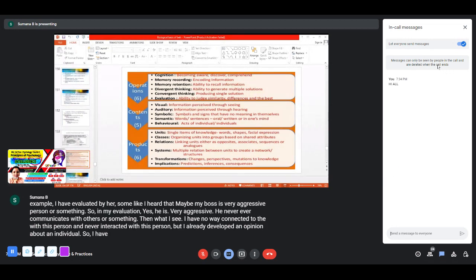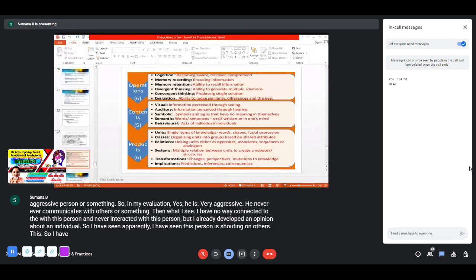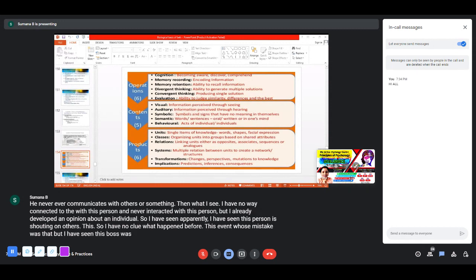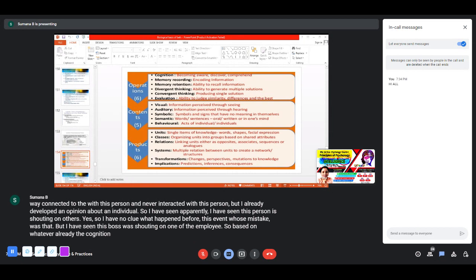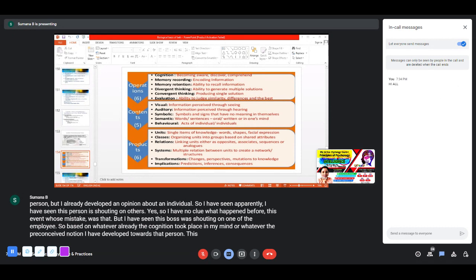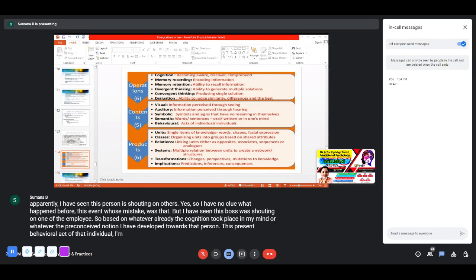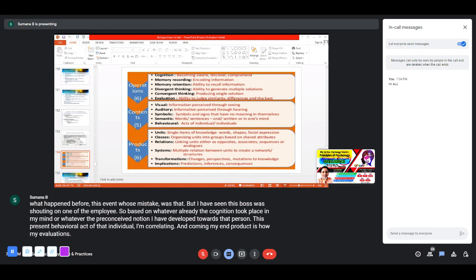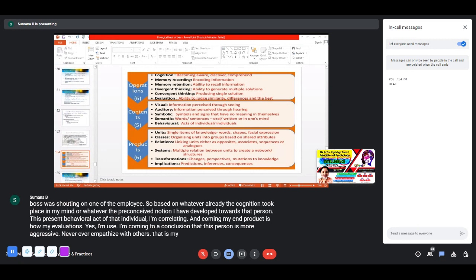So apparently, I have seen this person shouting at others. I have no clue what happened before this event, whose mistake it was, but I have seen this boss shouting at one of the employees. Based on the cognition that already took place in my mind, the preconceived notion I developed towards that person, I correlate this present behavioral act, and my end product is my evaluation. I come to the conclusion that this person is aggressive and never empathizes with others. That is my end product.